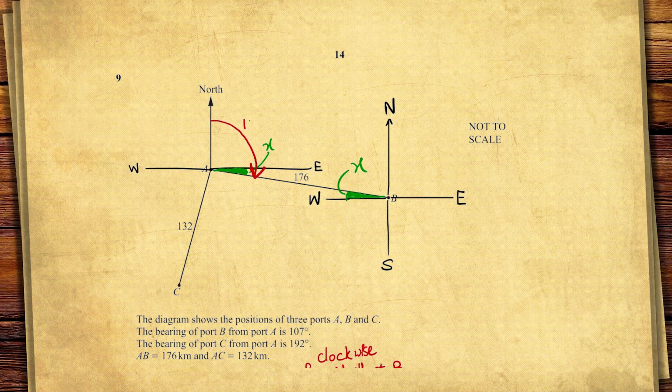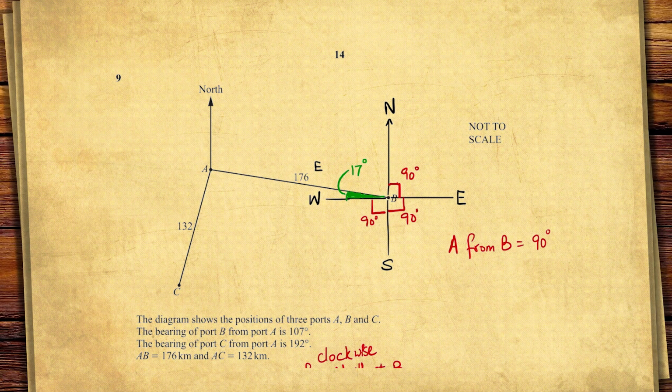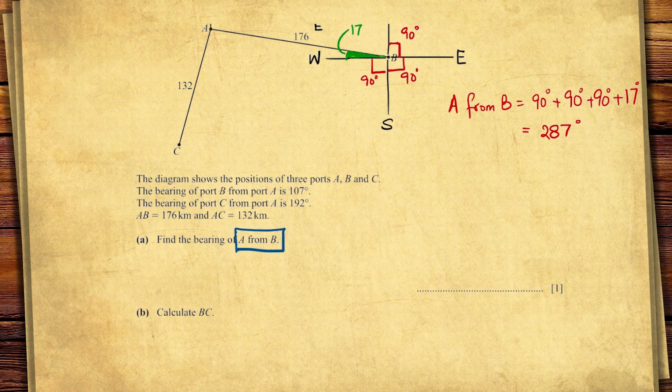Now this complete angle, bearing of B from A, is 107 degrees, and this angle between north and east is 90 degrees. So from this total 107 degrees, if I subtract these 90 degrees, I'll get angle x, which will be equal to 17 degrees. Now if this is 17, this is also 17 because these are alternate angles or z angles. Now to calculate the bearing of A from B, this complete angle, we have to add 90 plus 90 plus 90 plus 17 degrees. And the bearing of A from B would be adding all these angles, and that would equal 287 degrees. The bearing of A from B is 287 degrees for 1 mark.